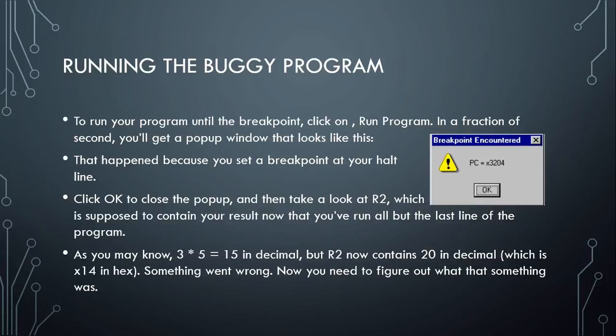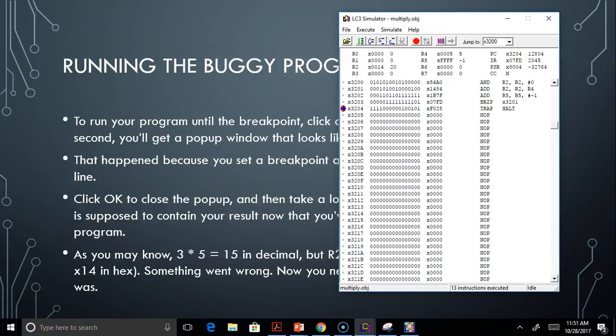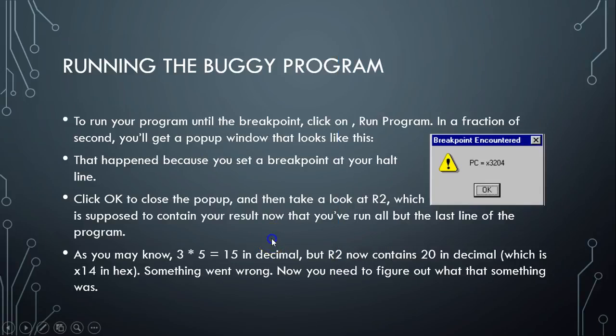That happened because we set that breakpoint at the halt line, and we clicked OK to close the pop-up. Now let's go ahead and take a look at register 2, which is supposed to contain the result now that we've run all but the last line of the program, which of course is the halt command. So if we look at register 2, we see the value 20. As you may know, 3 times 5 is 15 in decimal, but register 2 is 20 in decimal, which is x14. So obviously something went wrong. Now we need to figure out what that something was.